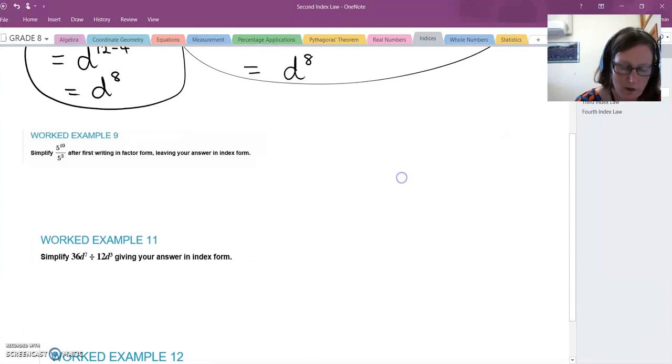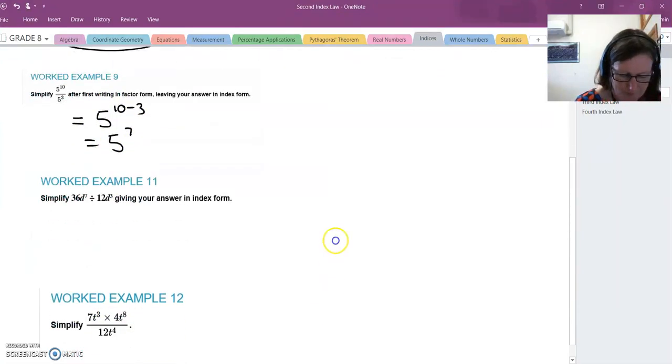So our next worked example, 5 to the 10 divided by 5 to the power of 3. Are our bases the same? Yes. Is it a division? Yes. So index law 2 kicks in. It's 5 to the power of 10 take 3, which is 5 to the power of 7.